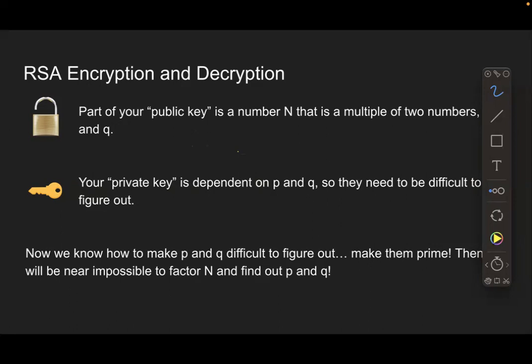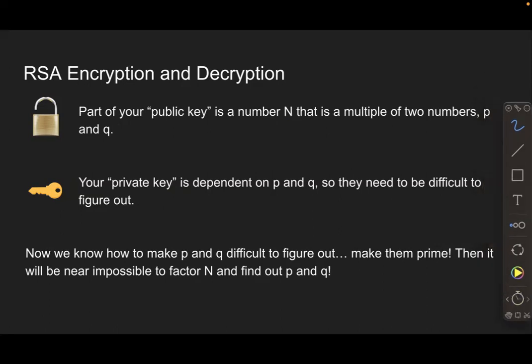But because it's encrypted, only people who have access to the private key should be able to actually decrypt it and read it. So the public key is something, again, that anyone has access to, and it's a number n. It's going to be denoted by this big N, and it's going to be a multiple of 2 numbers, P and Q. And your private key is going to be dependent on P and Q. So they need to be difficult to figure out, right? Because you don't want anyone knowing your private key. So it needs to be difficult to figure out what P and Q are. Even if you know N, you shouldn't be able to figure out P and Q.